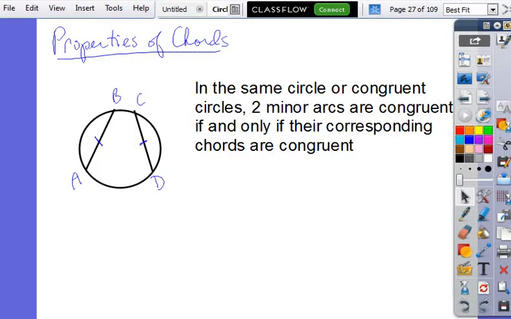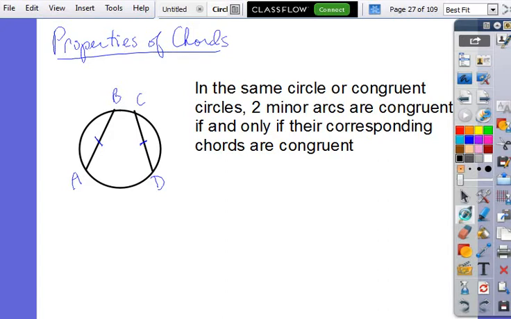All right, if we're looking at this right here, properties of chords. Remember, the chords start and stop on the circle somewhere. So AB would be a chord, CD would be a chord. The first rule says, in the same circle or congruent circles, two minor arcs are congruent if and only if the corresponding chords are congruent.